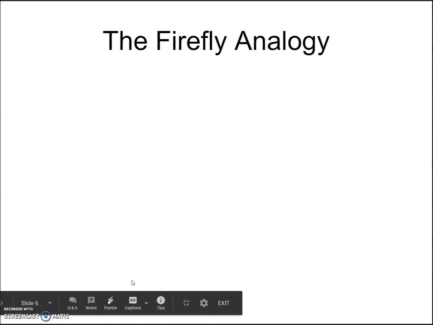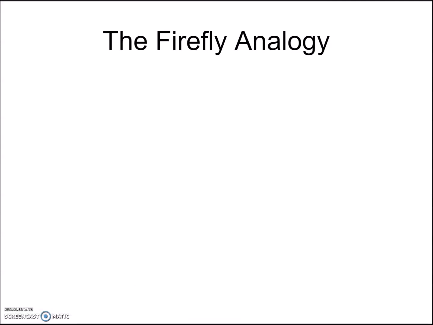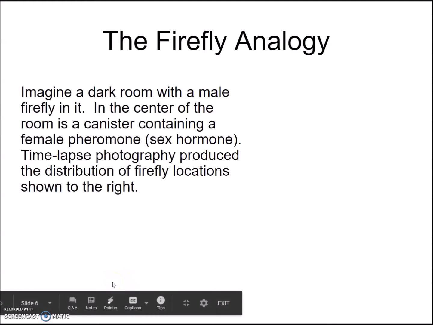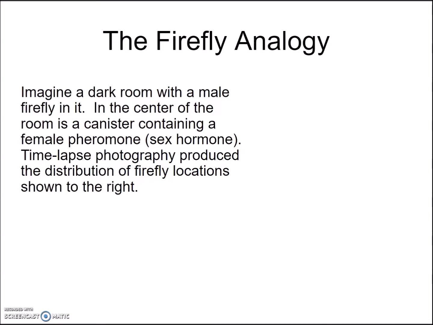Let's use an analogy. Consider this. You have a firefly. A firefly is one of the bugs that come out in summertime and light up, and then when they stop lighting up, you don't know where they went because it's dark out. Let's say you can't actually see the bug. So picture this. Imagine you're in a dark room. There's a male firefly in it, flying around. In the center of the room is a canister that contains a female pheromone or sex hormone. The male firefly is going to be attracted to it.